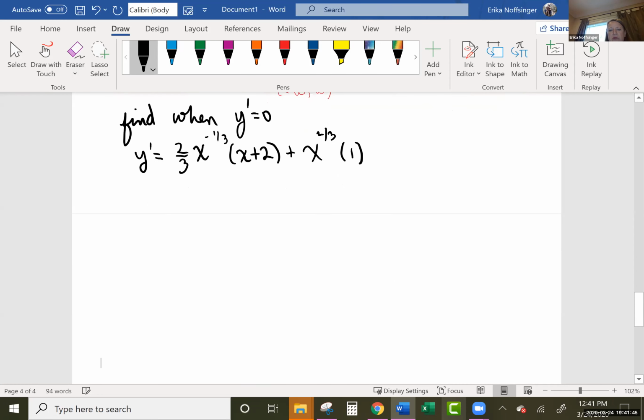Okay, so we can write that a little bit differently. We get y prime is equal to 2 all over 3 cubed root of x, that's 2 times x plus 2 in the numerator, plus the cubed root of x squared.